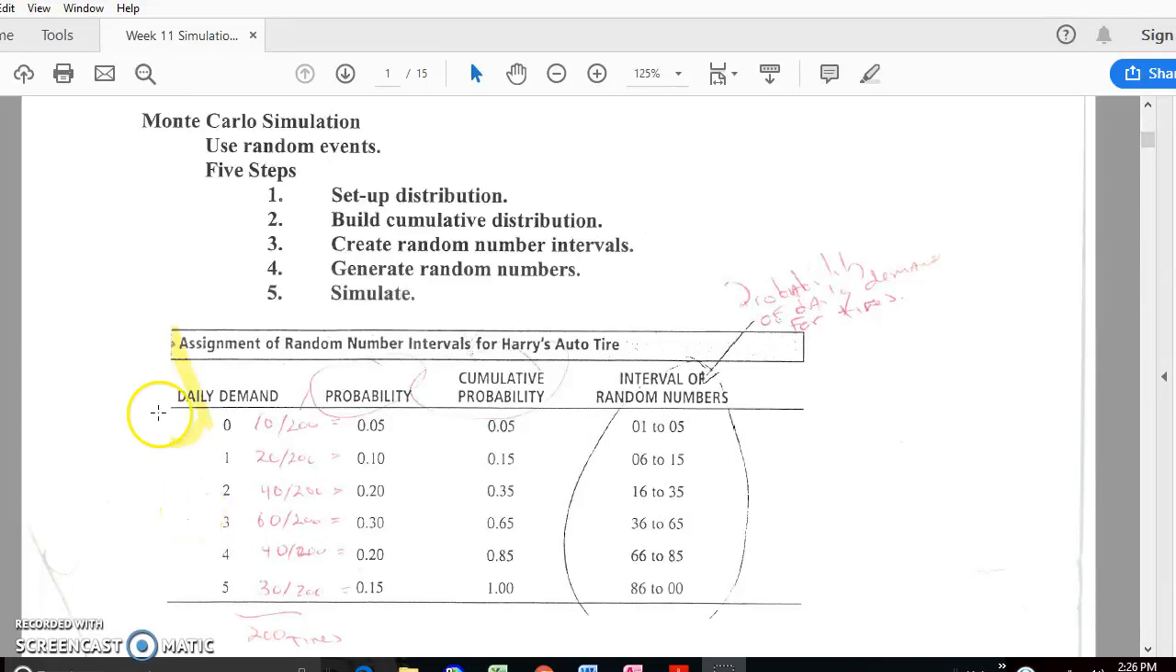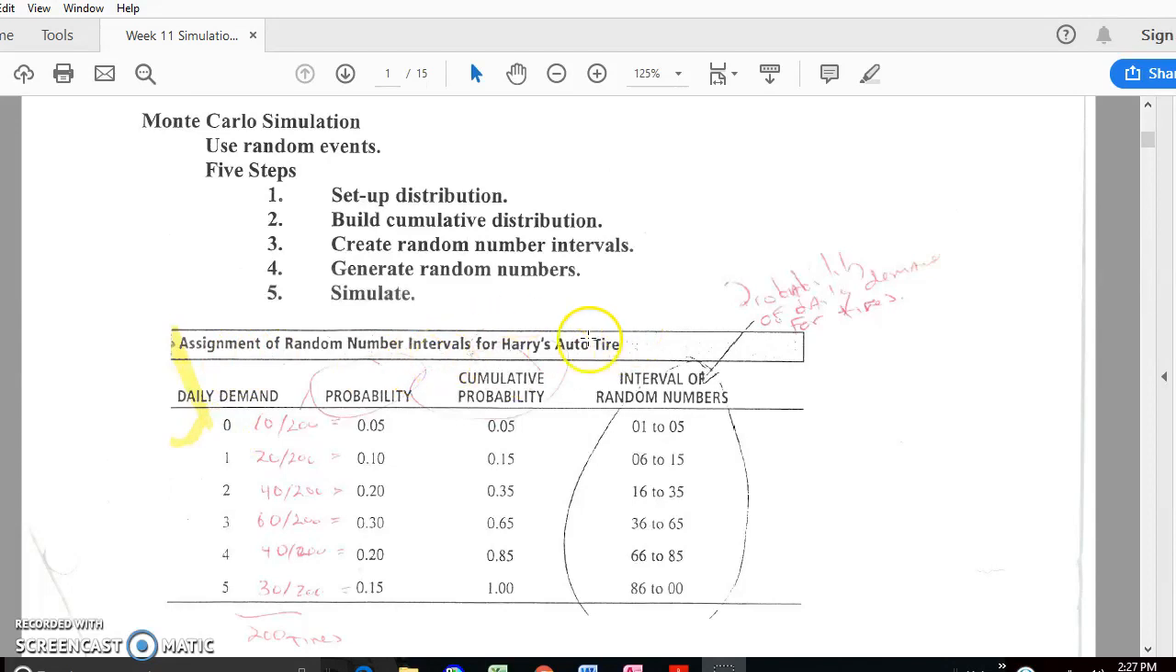Just wanted to do a short webcast looking at Monte Carlo analysis and also combining distributions so that we can do simulations. And first of all, for the Monte Carlo analysis, it's pretty straightforward. 5 steps. Start with the distribution.